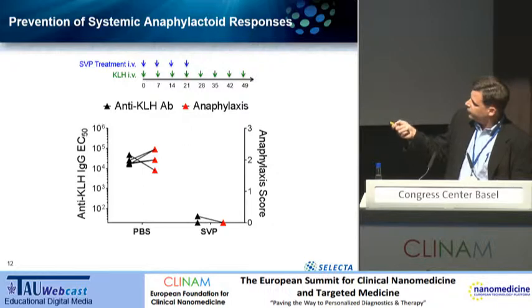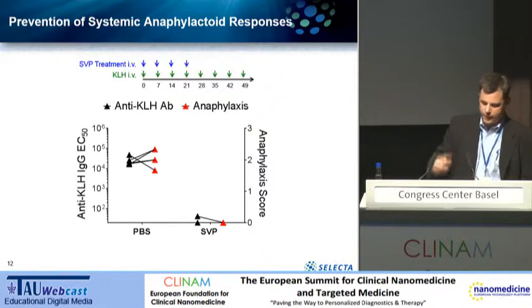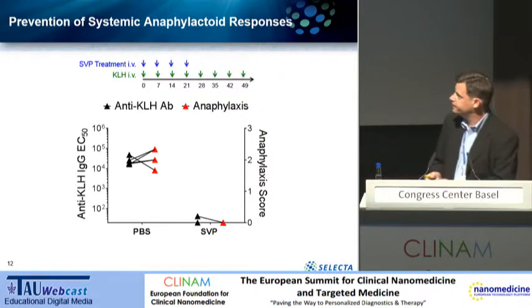So when you give no treatment, you get high antibody levels in black, and this is an anaphylaxis score here. On this scale, I think 5 is dead. Here there's severe anaphylaxis and moderate anaphylaxis, so they're getting anaphylaxis as well. Whereas with the SVP treated group, one, they don't make any antibodies, and two, they have no anaphylaxis. So we can treat that particular issue of the ADAs.